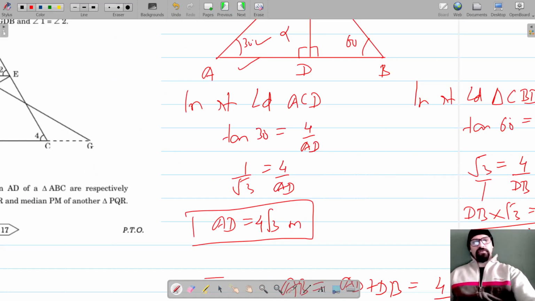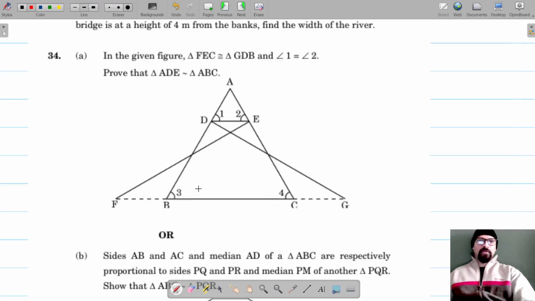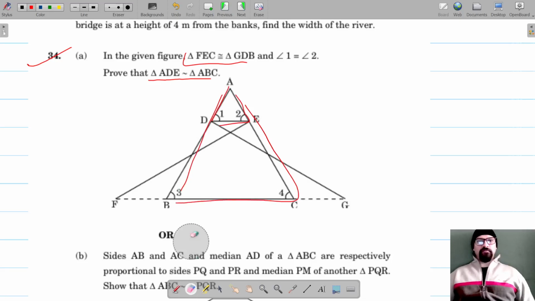And let's move on to next question, that is question number 34. Okay, for question number 34, part A is given that triangle FEC is congruent to triangle GDB and angle 1 is equal to angle 2. We have to prove that triangle ADE, that is this one, is similar to the triangle ABC. Okay, so let's first use this result.